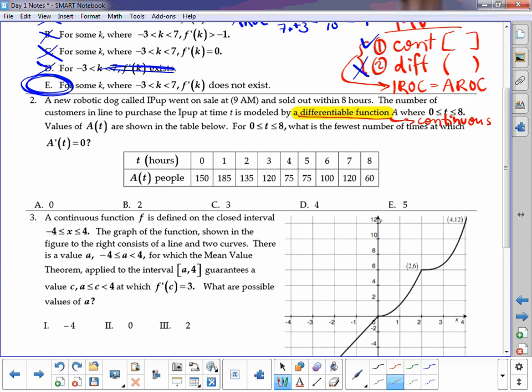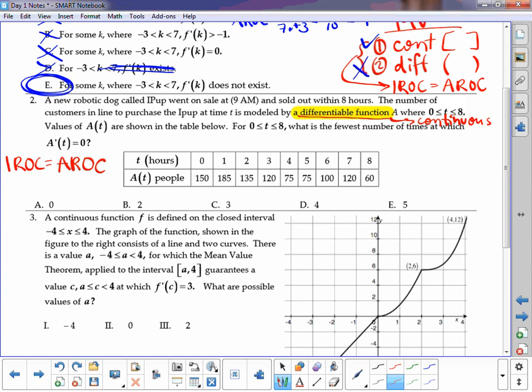So mean value theorem says if it's differentiable and continuous, it automatically follows that IROC must equal AROC at some point in time. And they're asking us how many times does that happen. Now, can I find my derivative here? Do I have a function of which I can do the derivative? No, they didn't give me a function, so I cannot do the derivative. But they gave me a table of values, so I can certainly find my average rate of change. I can do slope a little less than 1,000,000 times over.